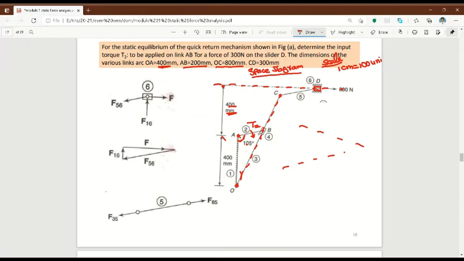Suppose if you draw an inclined line, even 3 degrees or 4 degrees, the entire problem will be wrong then. So draw a perfectly horizontal line like this. So we have drawn a perfectly horizontal line. Then what is the CD length? CD length is 300 mm, which means you have to draw 3 centimeters.